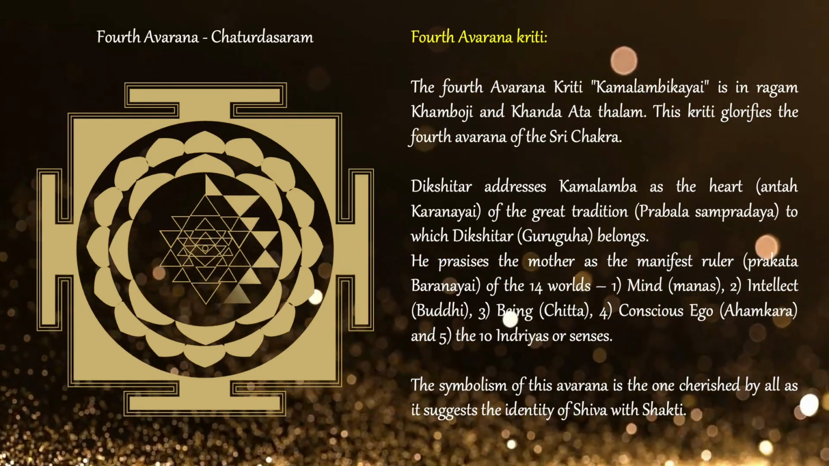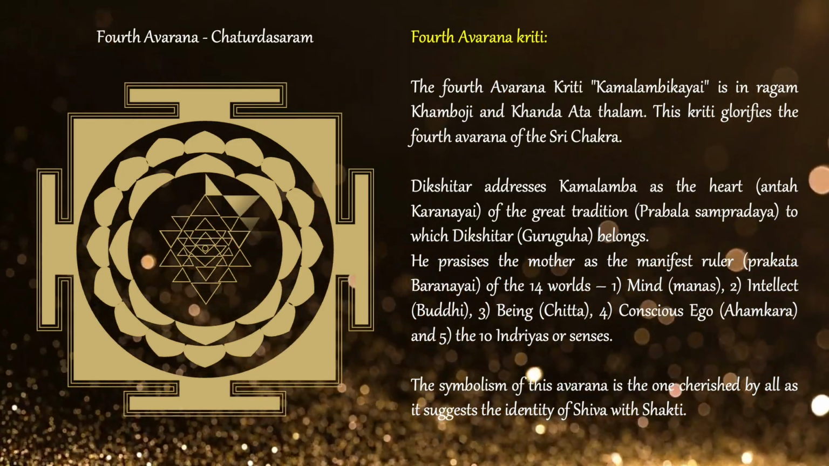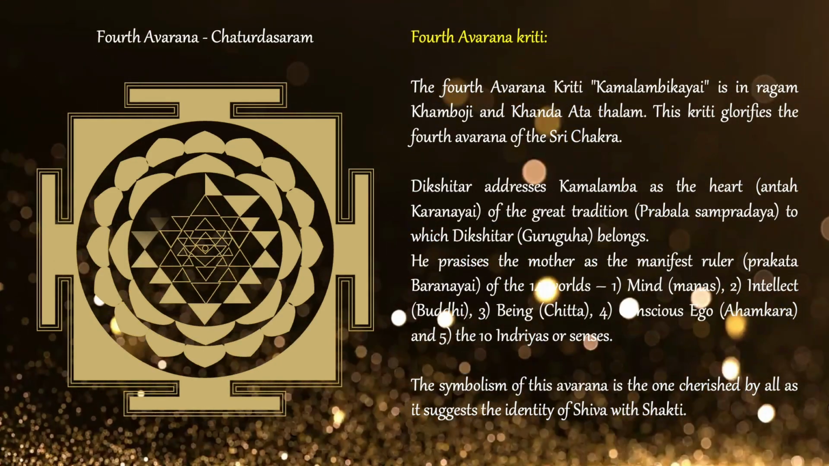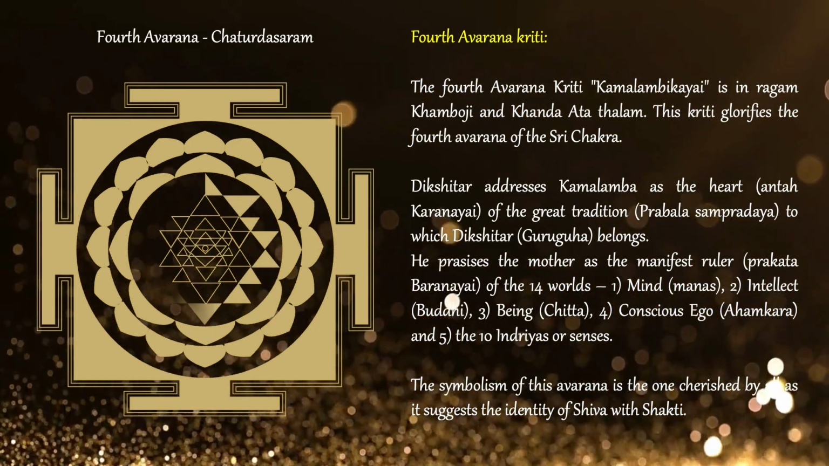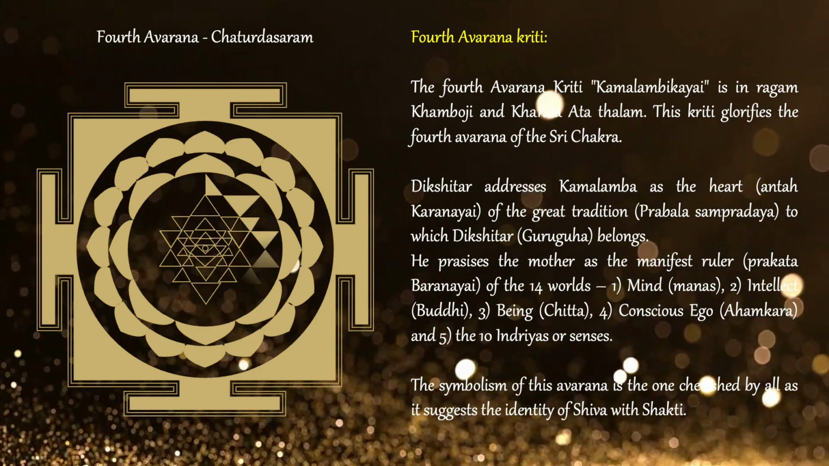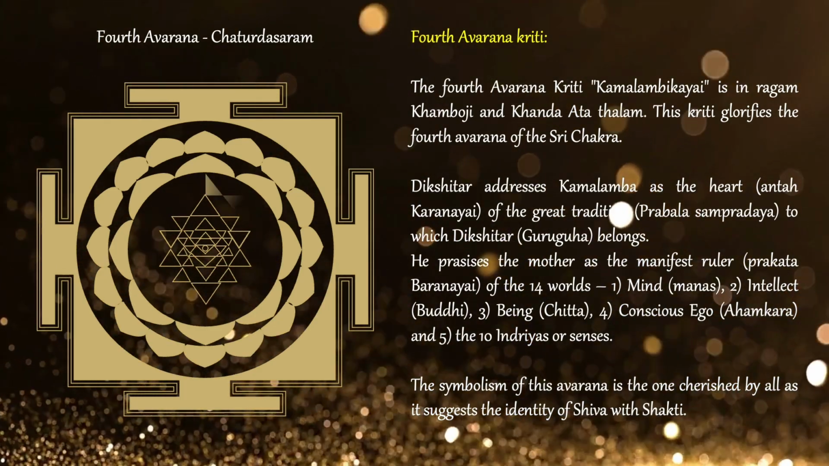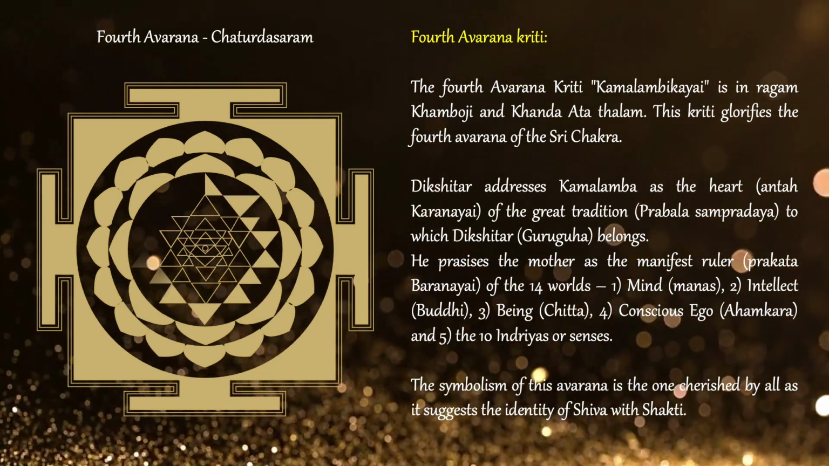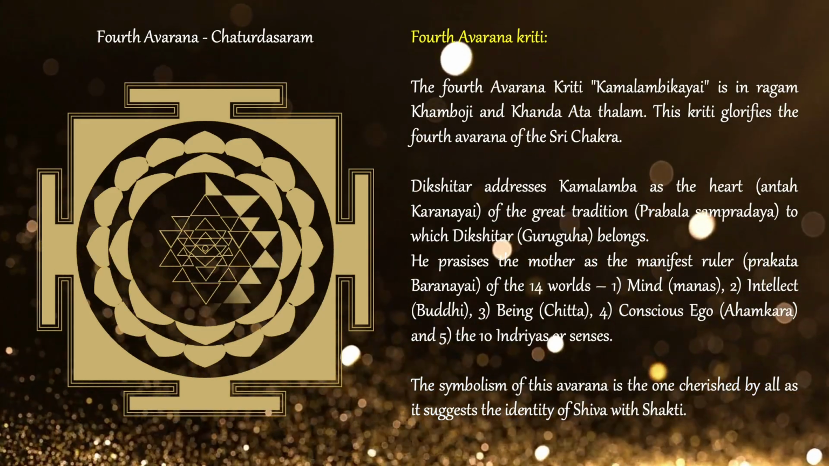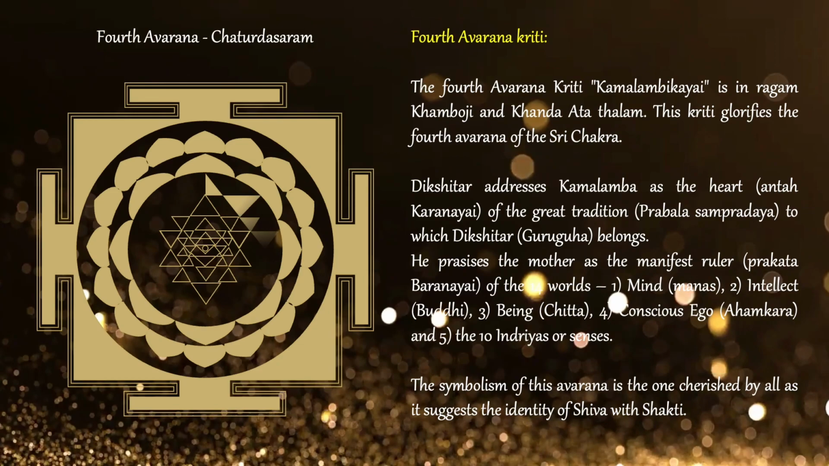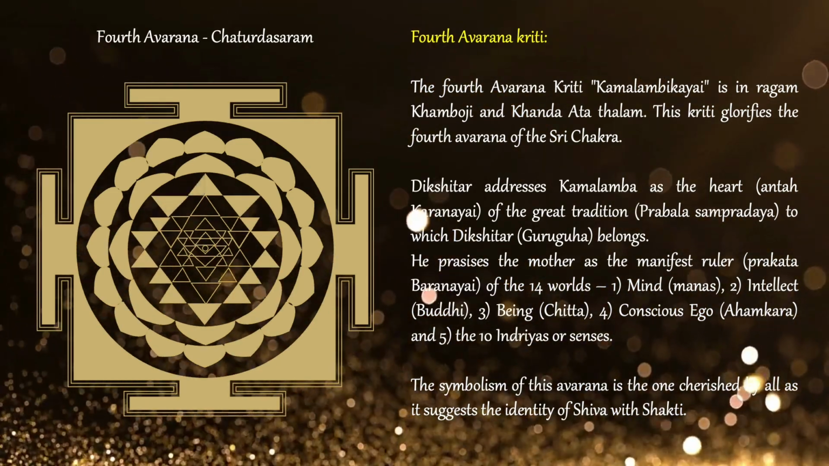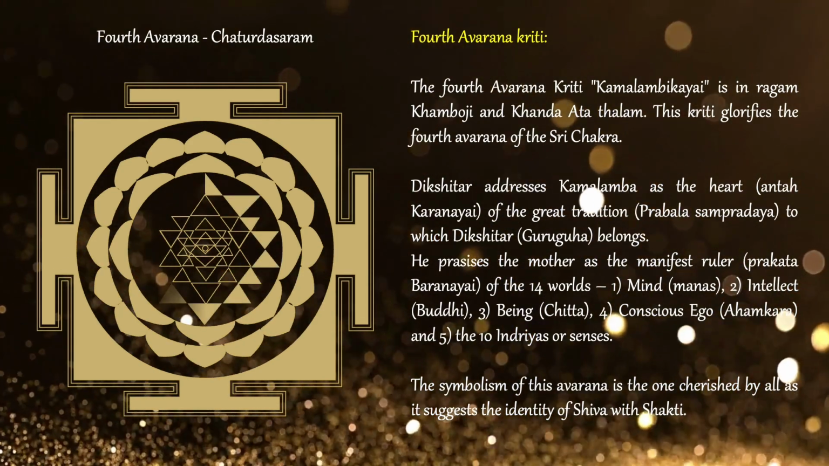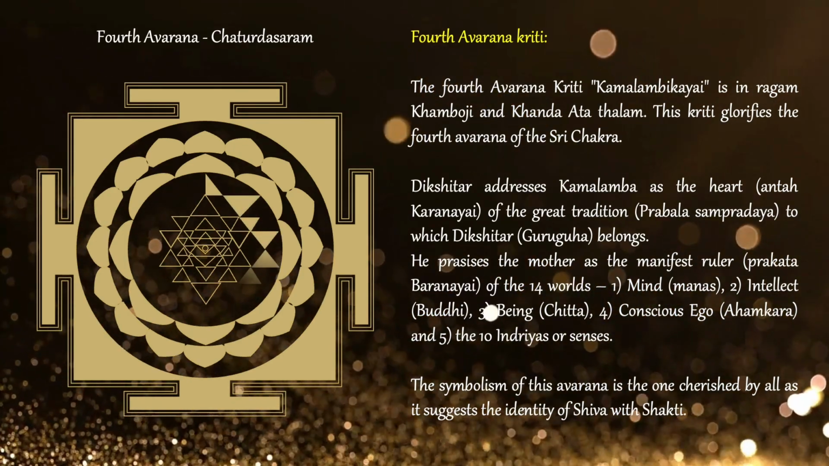The fourth Avarana Kriti, Kamalambikaye, is in Ragam Kamboji and Kanda Atatalam. This Kriti glorifies the fourth Avarana of the Sri Chakra. Dikshitar addresses Kamalamba as the heart of the great tradition Prabala Sampradaya, to which Dikshitar belongs. He praises the mother as the manifest ruler of the 14 worlds: mind, intellect, being, conscious ego, and the 10 indriyas or senses. The symbolism of this Avarana is the one cherished by all, as it suggests the identity of Shiva with Shakti.